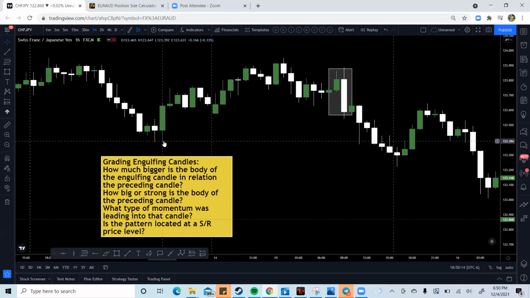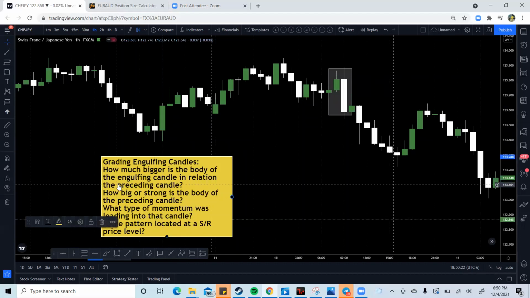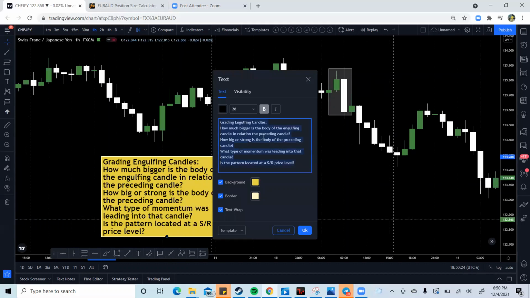So how much bigger is the engulfing candle in relation to the preceding candle? The body, in relation to the preceding candle, we'll put the body as well, to the body of the preceding candle. There we go.